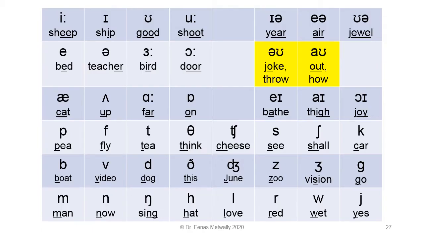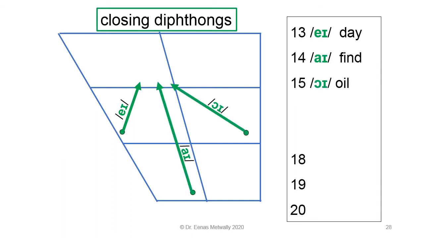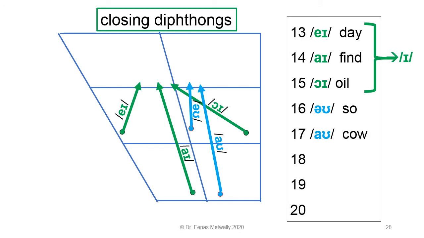The closing diphthongs that glide towards the U are highlighted here. O, joke, throw, ow, out, how. We have 5 closing diphthongs in RP English: A, I, and oi, all glide towards a closer vowel, I, and then there's O and ow, which both glide towards a closer vowel, U. So all 5 are closing diphthongs.